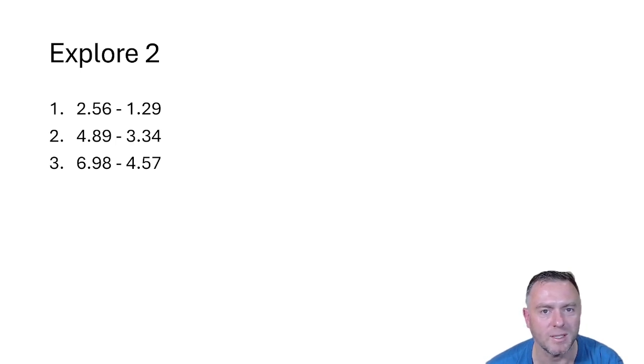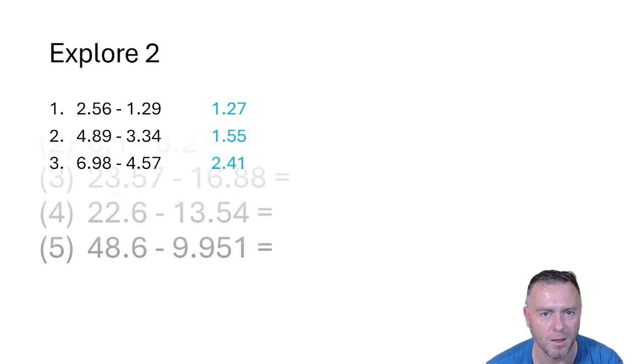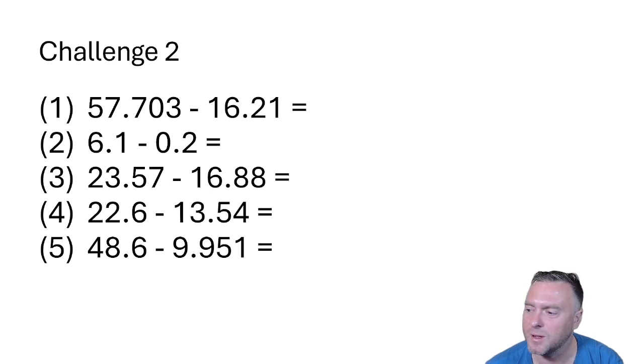So for 2.56 take away 1.29, you got 1.27. 4.89 take away 3.34 gave you 1.55. 6.98 take away 4.57 gave you 2.41. So now just pause the video and have a go at these challenging questions.